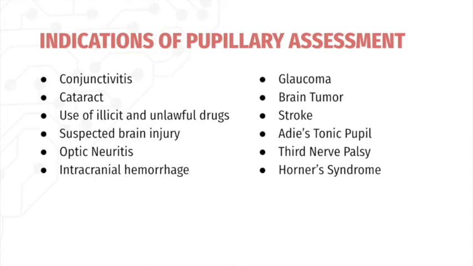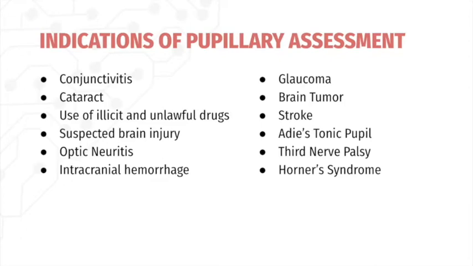For the indications of pupillary assessment, the first is conjunctivitis. We need to measure the level of inflammation and its effect on the accessory eye structures. With this, patients with conjunctivitis need to have a pupillary assessment. The second is cataract. In patients with cataract, the pupil frequently fails to dilate.